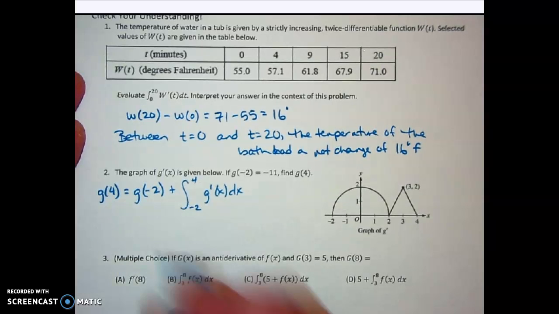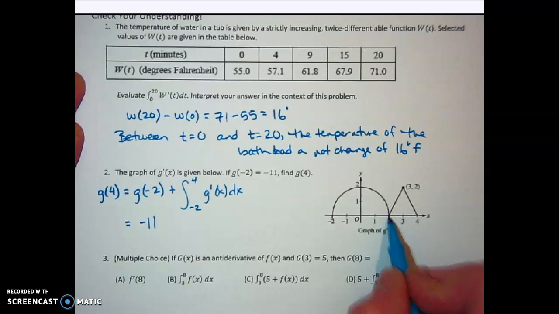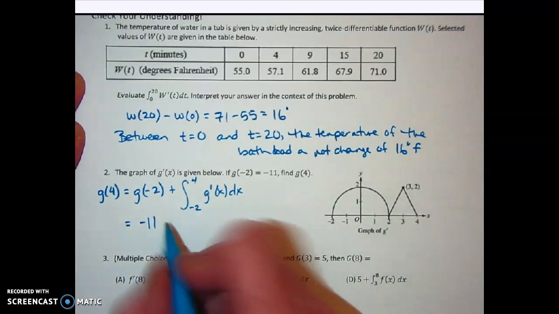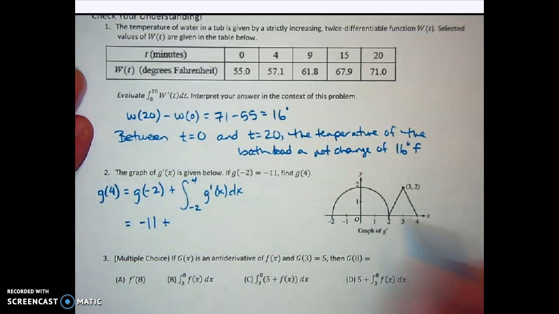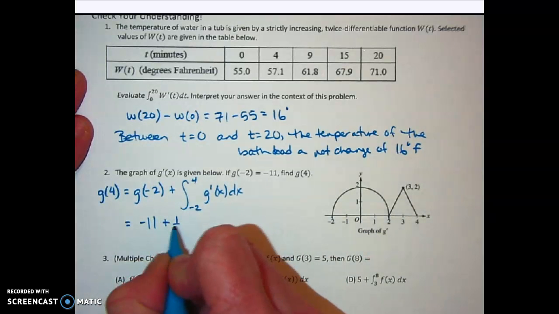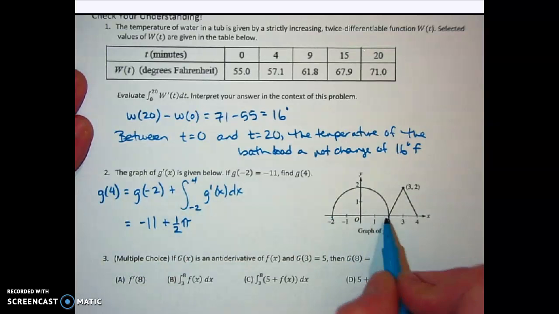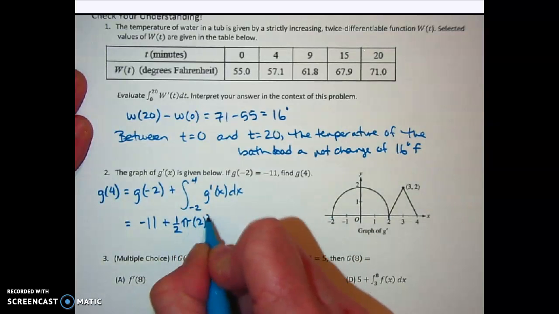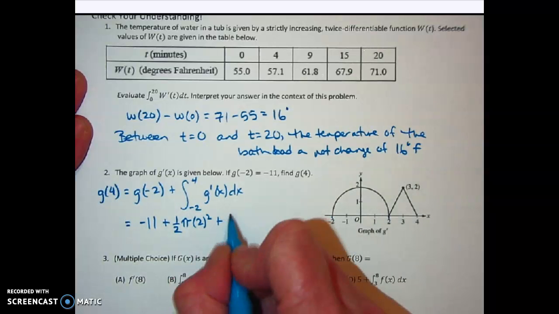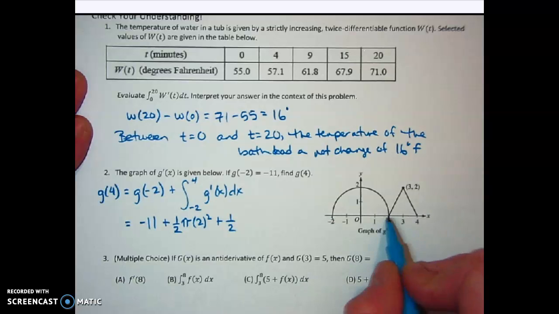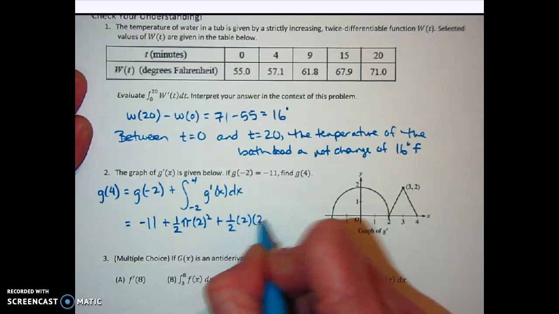Again, g of negative 2 is negative 11. And then from negative 2 to positive 2, we have a semicircle. The area of a semicircle is half of a circle, so half times pi r squared, and my r is 2. And then I have the triangle. The area of a triangle is 1/2 base times height. My base is 2, and my height is 2.